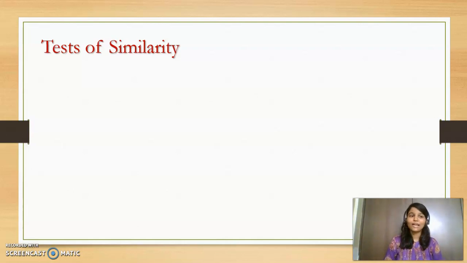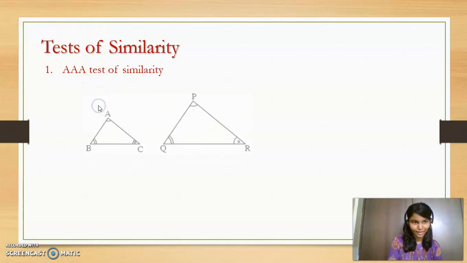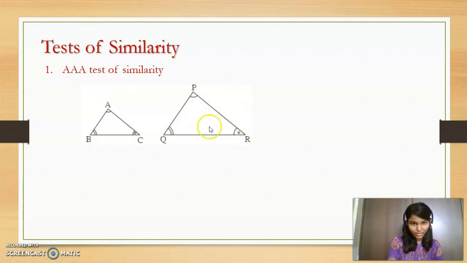Okay, so let us see the first condition test, that is AAA test of similarity, that is angle angle angle test of similarity. Let me see how we can prove this test of similarity. This will be possible when the corresponding angles of both the triangles are congruent.